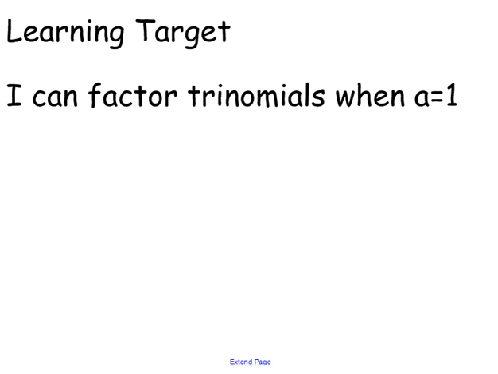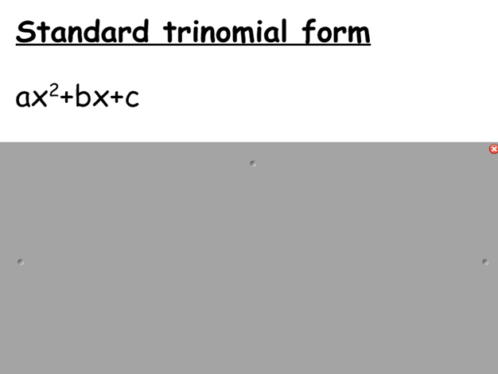Hey, how are we? Our learning target for this video is I can factor trinomials when a equals 1. Let's talk about what a trinomial is first. So a trinomial is basically a polynomial made up of 3 terms. So that's why you got the tri in there. Anytime you see that prefix tri, you're thinking of 3.